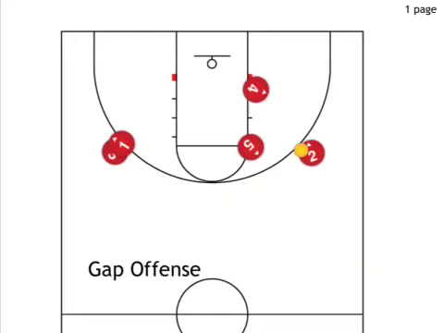5, who is at the right bottom block, is going to come show at the high post, just below the elbow. 4 is going to move to the low block. That's that high-low movement we're talking about. 1 sets that screen across, and then 3 is going to replace her at the point to balance the floor, come open to catch a pass.